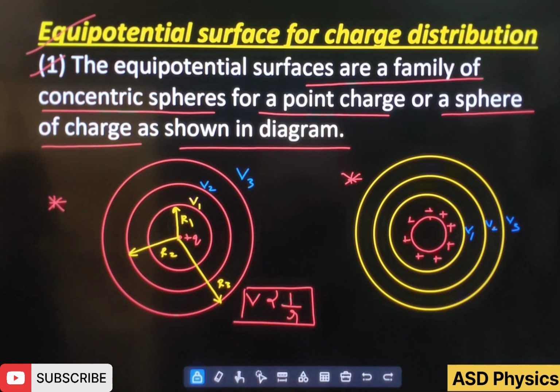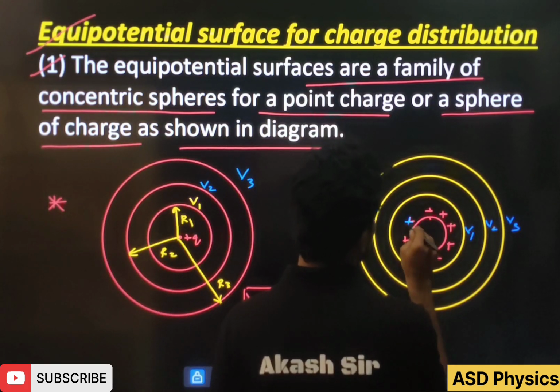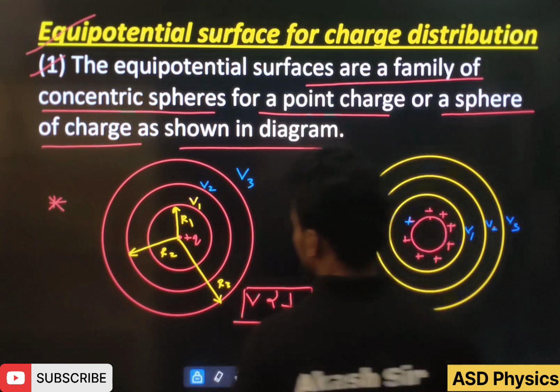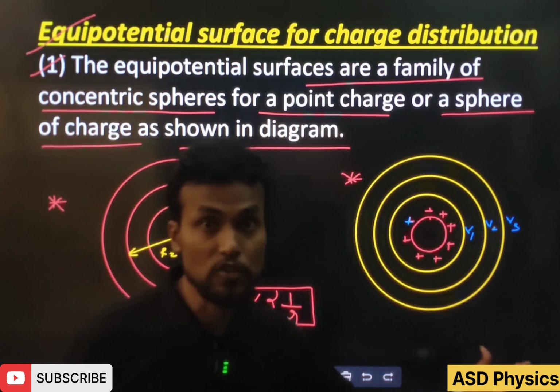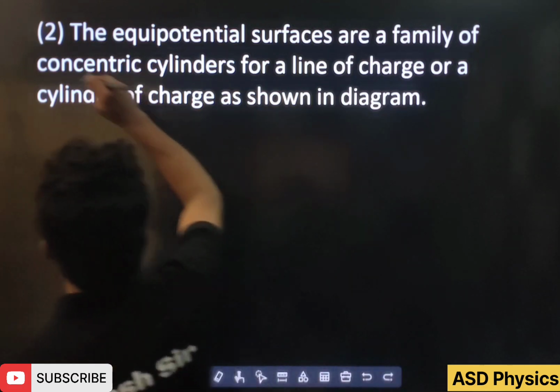So for the point charge and for the sphere of charge, which kind of equipotential surface will be there? Spherical, concentric spheres. Again I'm telling you, this is isolated, this is also isolated, not two charges and all that. Great. Next, students, let's see.